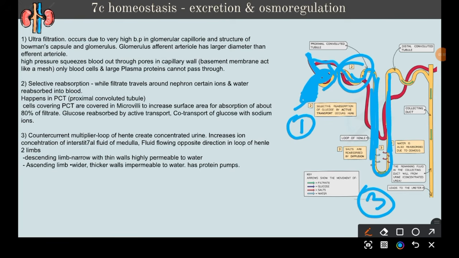It multiplies the concentration. The descending limb is very narrow and it has thin walls and is highly permeable to water, so water can leave. But the ascending limb is wider and thicker and has walls impermeable to water.